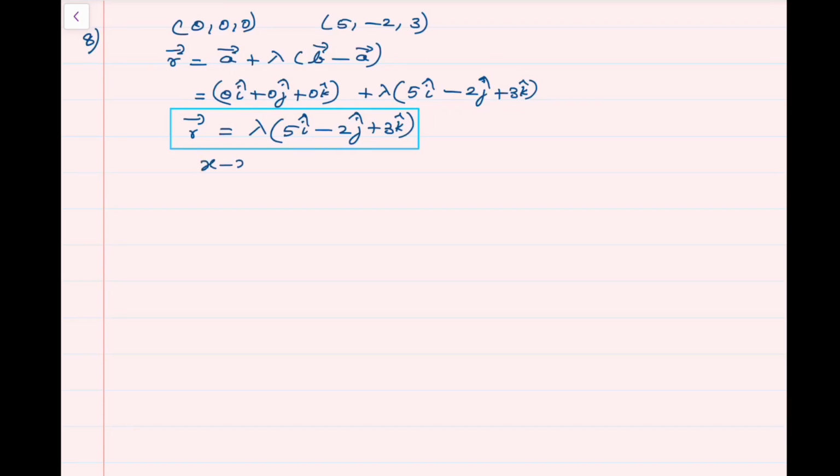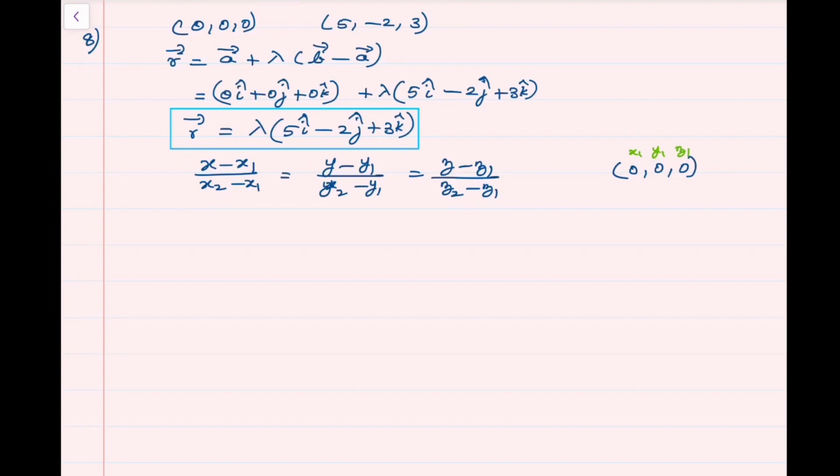Let us use 2-point form. X minus x1 by x2 minus x1 equal to y minus y1 divided by y2 minus y1 equal to z minus z1 divided by z2 minus z1. We will take the origin as x1 y1 z1 and the second point 5, minus 2, 3 as x2 y2 z2. Let us substitute in the equation.